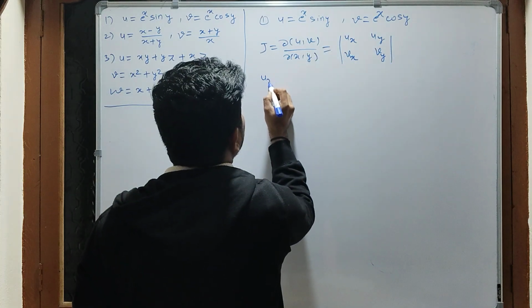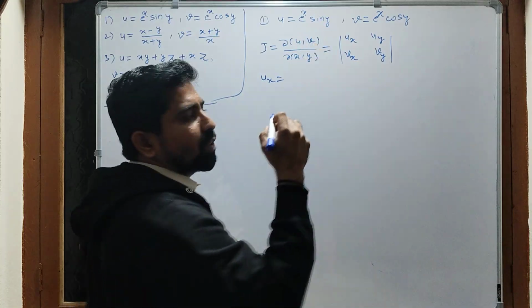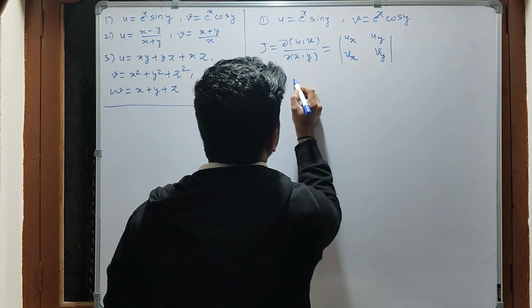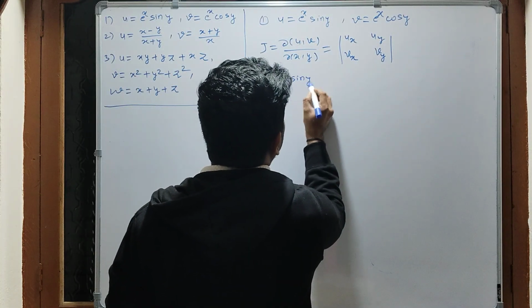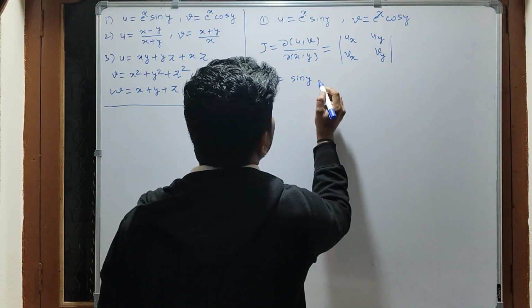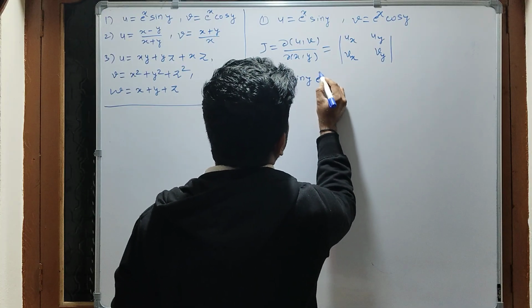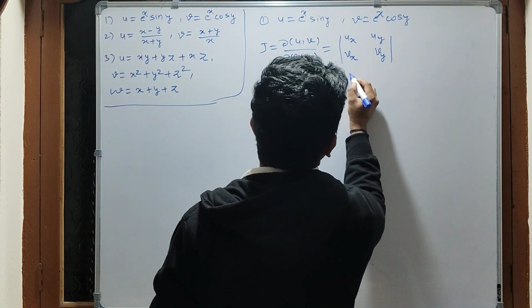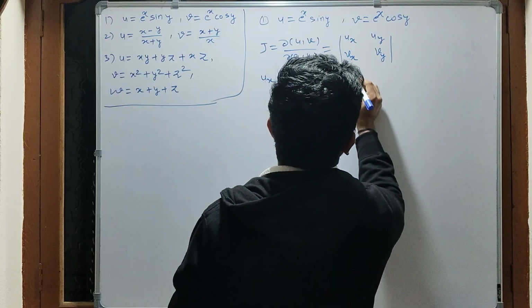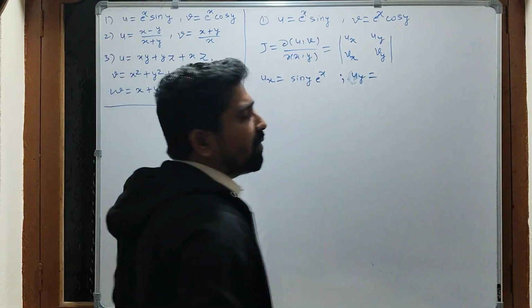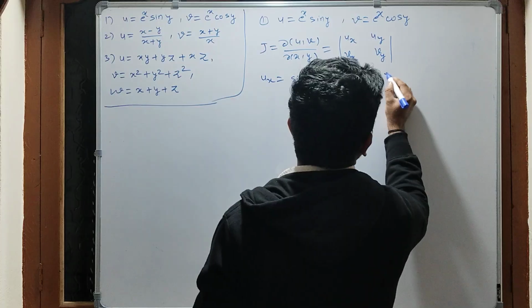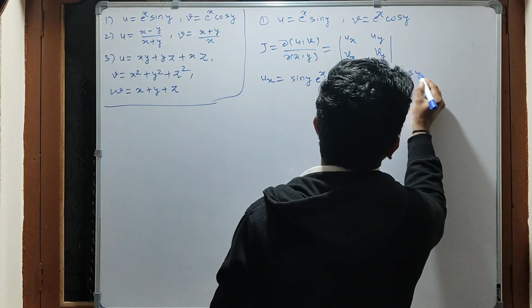Therefore u_x, the partial derivative of u with respect to x. Here sin y is constant, so the partial derivative of u with respect to x is e to the power x again. The partial derivative of u with respect to y: the derivative of sin y is cos y, therefore e to the power x, this is cos y.